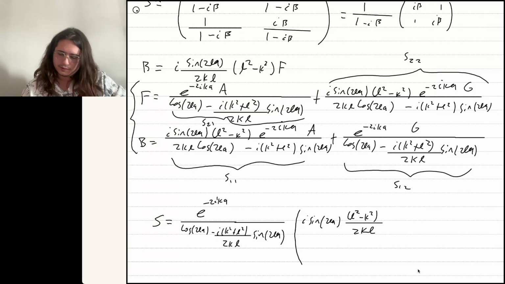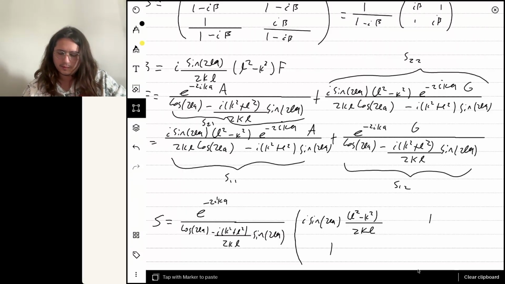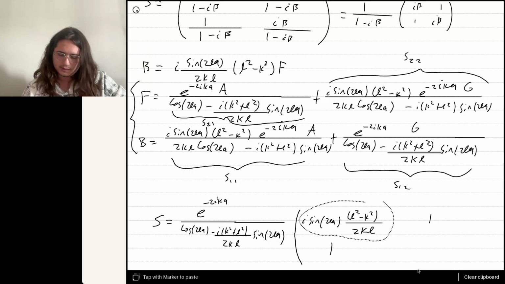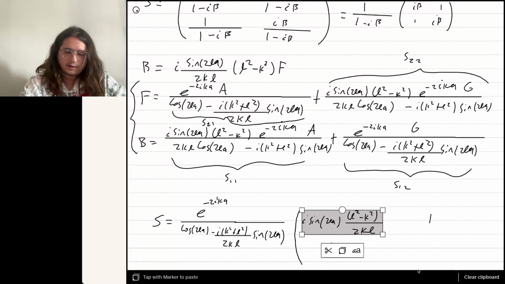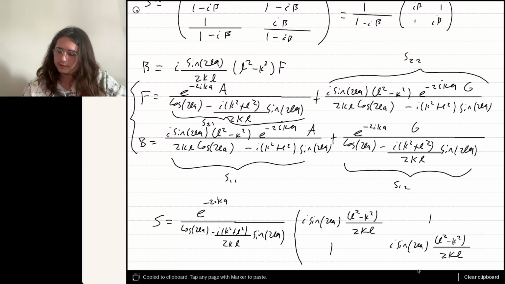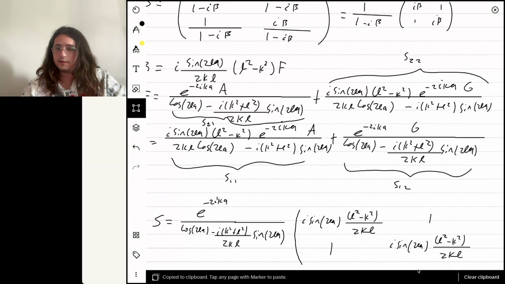The S12 term is exactly just the prefactor, so that's a 1. The S21 term also is just the prefactor, so that's 1. And then finally, the S22 term is identical to the S11 term, so I'm just going to copy this down to this element here. And that is your scattering matrix, however much use that is to you.